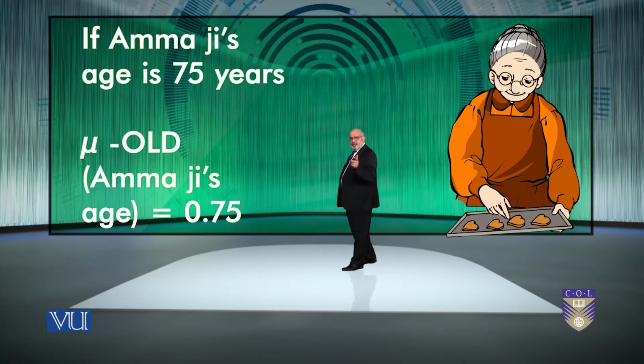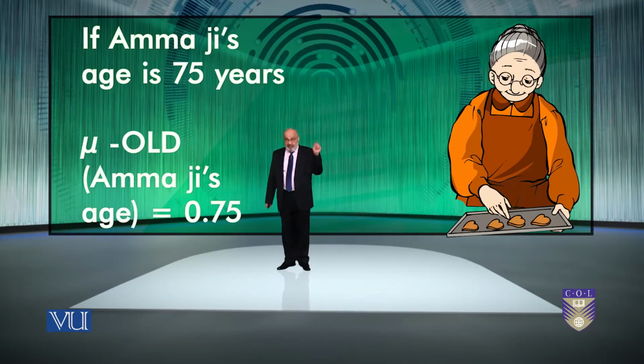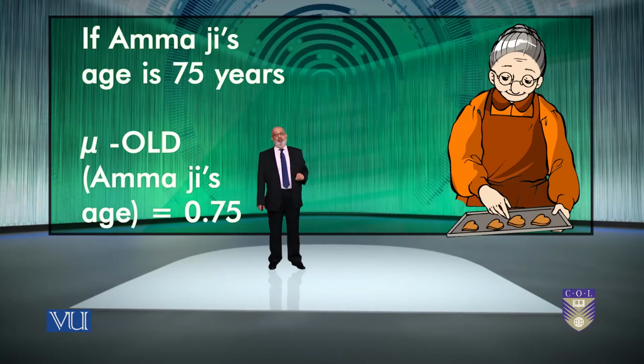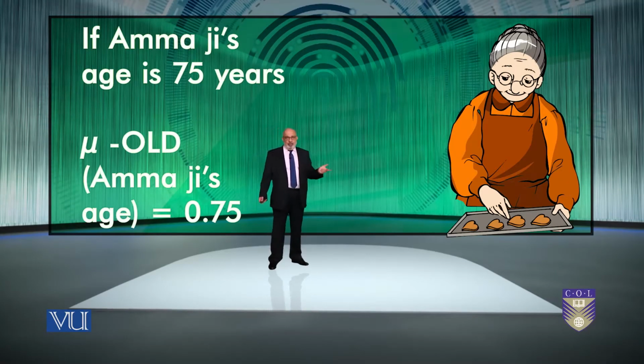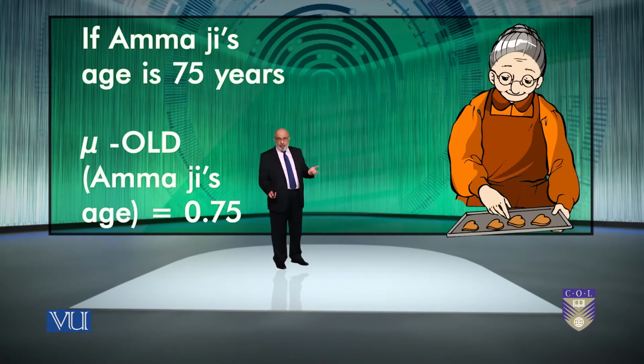So don't correlate the number to the membership function. If the age is 75, the membership function mu old, given this age, would return a membership value, which in this case I'm taking as 0.75. This would really mean that she is quite old. Ammaji is old.